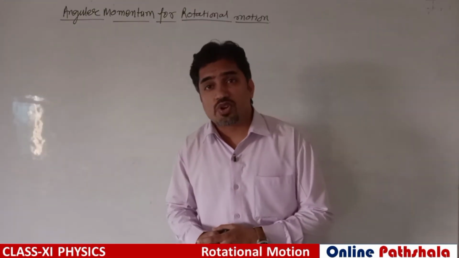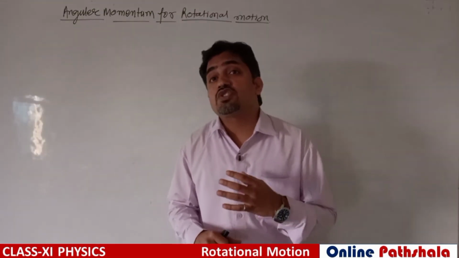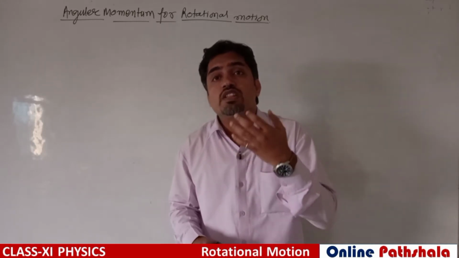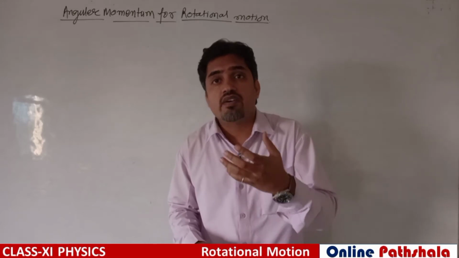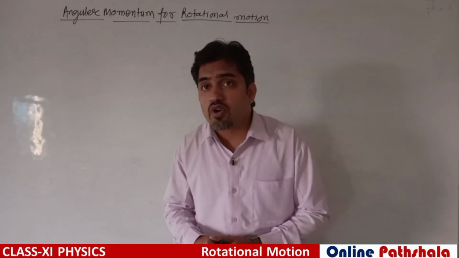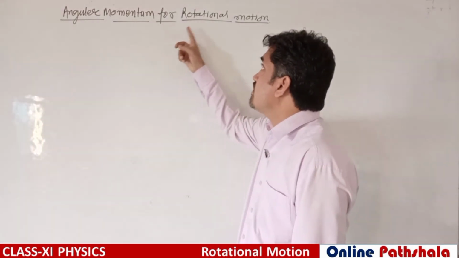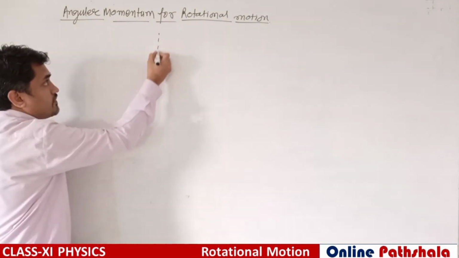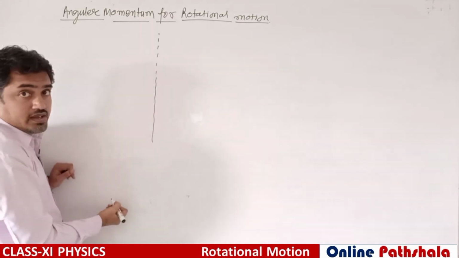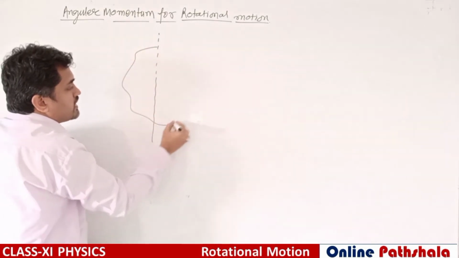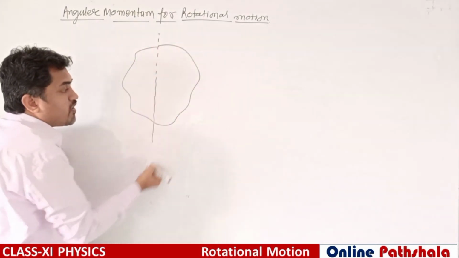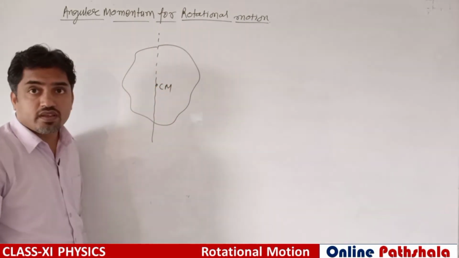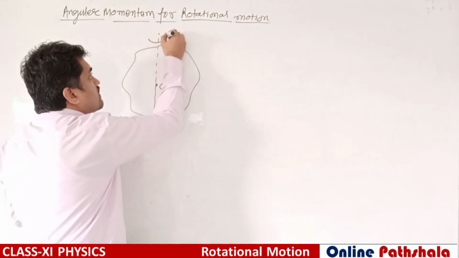We are talking about rotational motion. If a body is rotating about any axis passing through the center of mass, what should be the angular momentum of this rotating body? It is called angular momentum for rotational motion. Let us consider this rigid body rotating about this axis which is passing through the center of mass, with angular velocity omega.